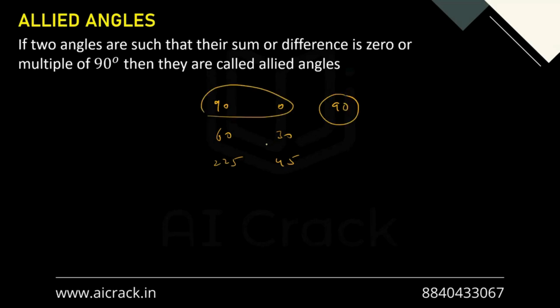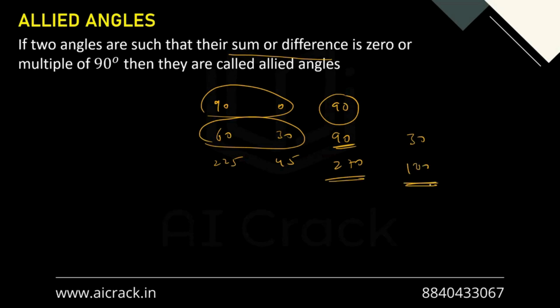In this case, we are getting a summation of 90, although we are getting a difference of 30, but since it's an or, summation or difference is 0 or a multiple of 90, in that case, this is also a pair of allied angles. In this case, 225 and 45, the summation is 270 and the difference is 180. Both are multiples of 90. So that's why it's also a pair of allied angles, right? So it's a very basic definition.